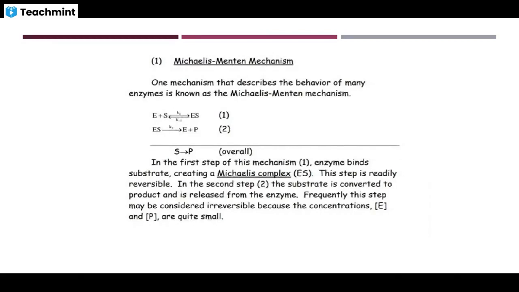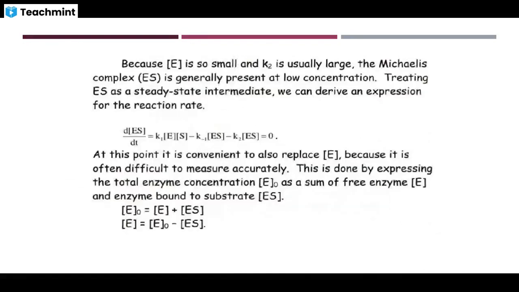Frequently this step is considered irreversible because the concentrations of enzyme and product are quite small. Because the enzyme is very small, so the reverse is negligible. The Michaelis complex ES is generally present at very low concentration because the enzyme concentration is also very small. Treating ES as a steady-state intermediate because it is very small, we can derive an expression.